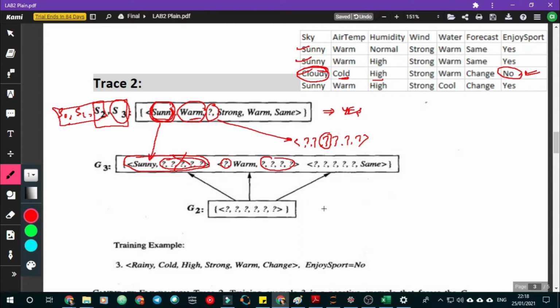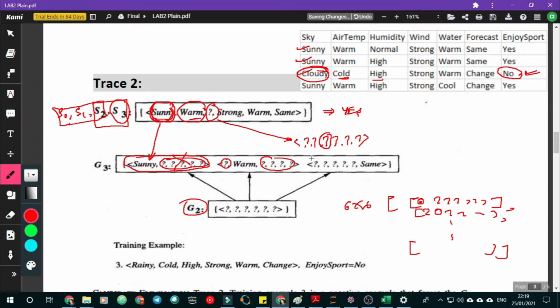this is G2. I'll explain this. What is the dimension of this G2? This is 6 cross 6, which means in a list it has 1, 2, up to 6. Okay. And what I did, I just changed this Sunny from here. I just changed the Sunny, and everything else is question mark, and from the second I changed warm here, and everything else is question mark, question mark.